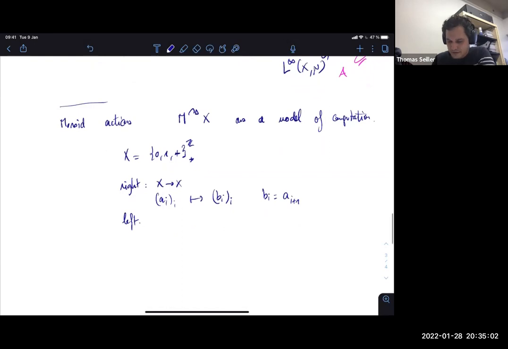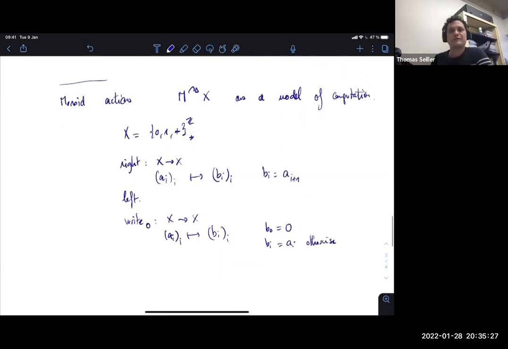And you can define, for instance, write 0, which is also a function from X to X, where you take a configuration a_i and you produce b_i with b_0 equals 0, and b_i equals a_i otherwise. You see, this is very easy. This is how you would think of this monoid action as the model of Turing machines, right?